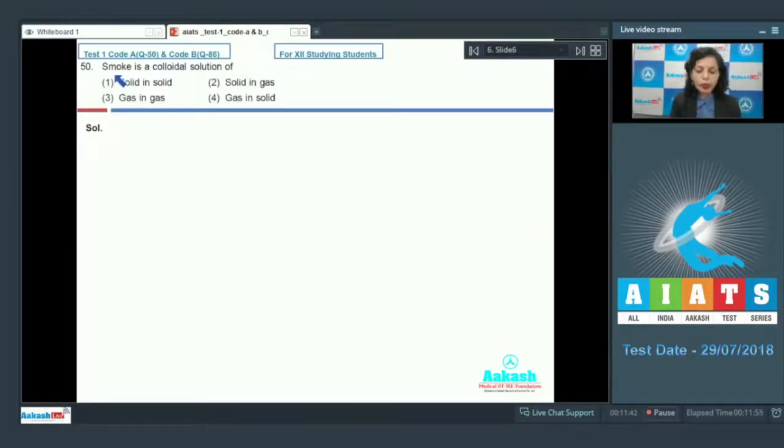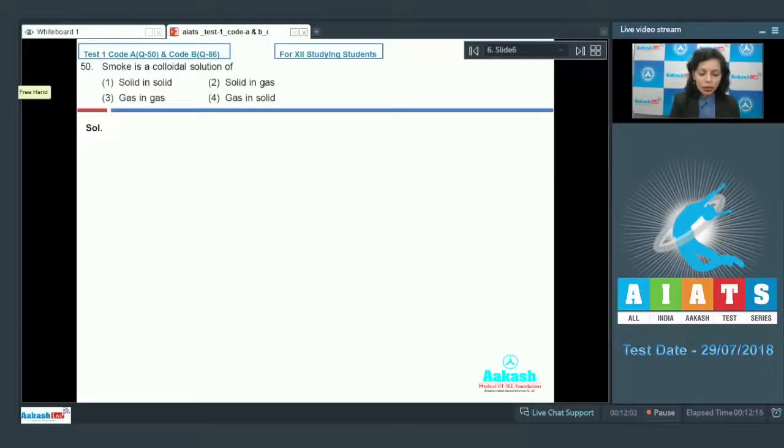We have the next question, question number 50. Smoke is a colloidal solution of. So quite an easy question. It's based on surface chemistry, the colloidal solutions. The first option is solid in solid. Second is solid in gas. Gas in gas is the third option. And gas in solid is the fourth option.